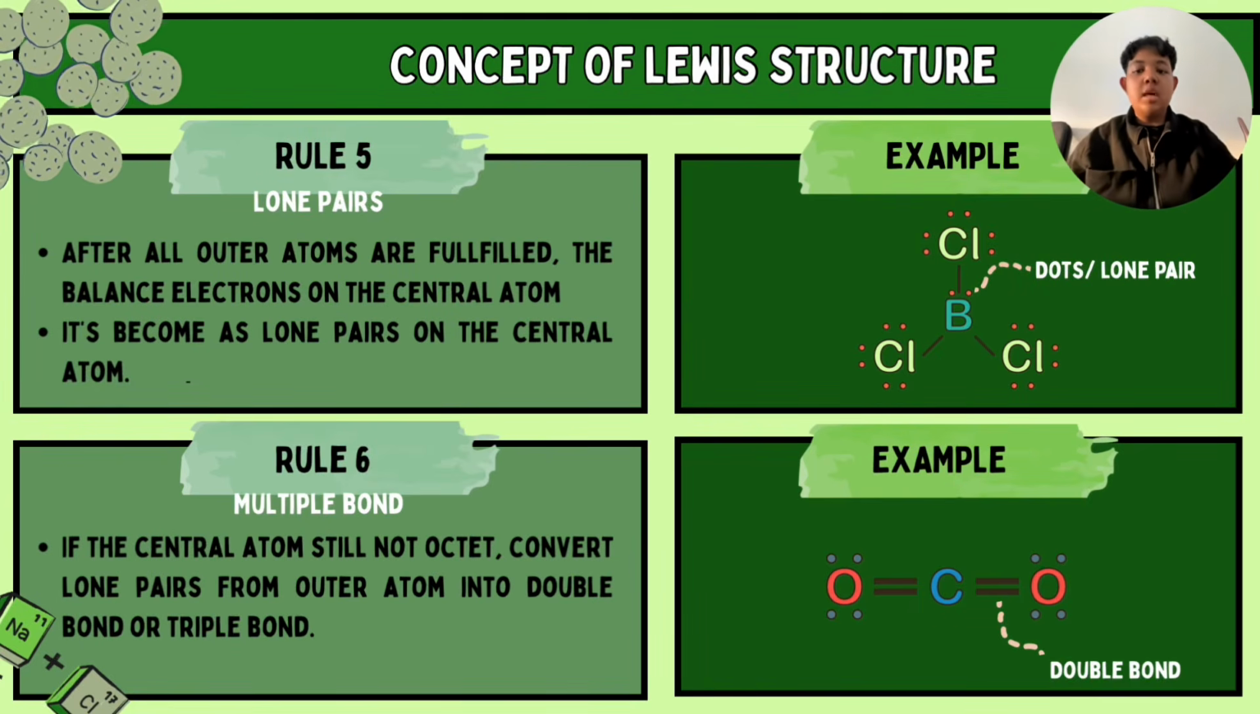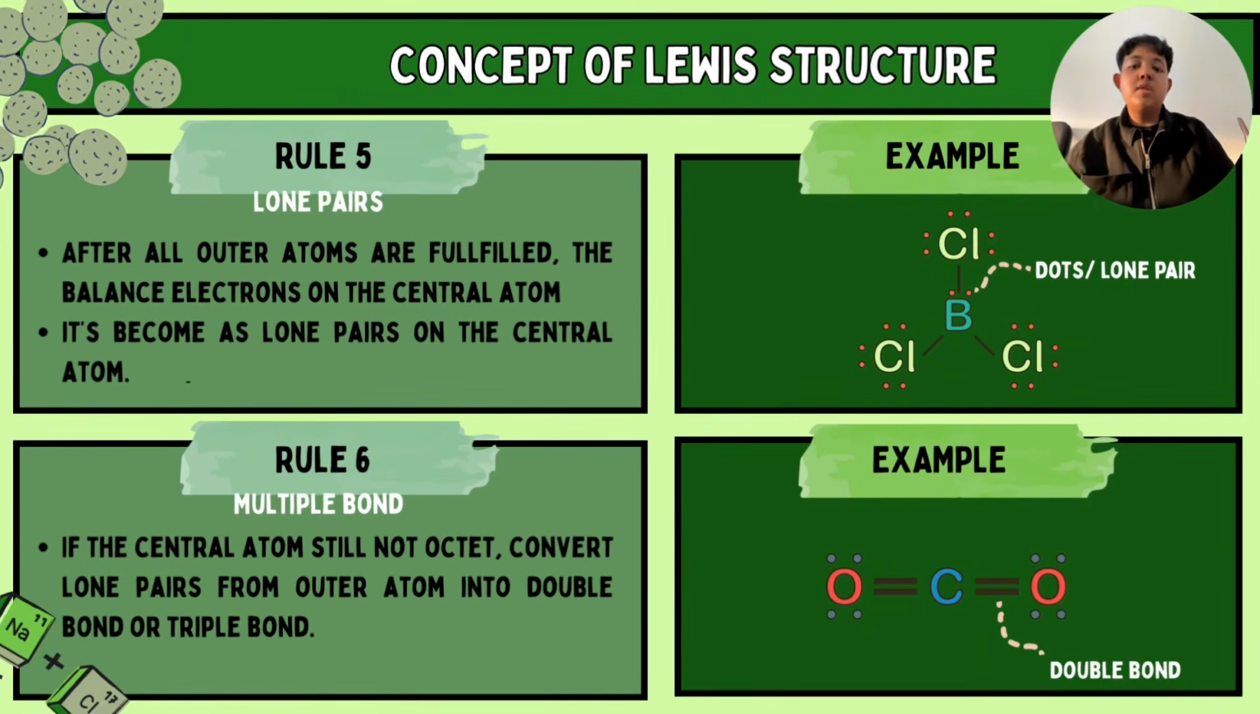However, if the central atom still doesn't have a full octet after that, we need to move on to rule number 6, which is to take a lone pair from an outer atom and convert it into a double or triple bond to ensure the central atom is stable. This is a great example of carbon dioxide, where we use double bonds to complete the carbon's octet.